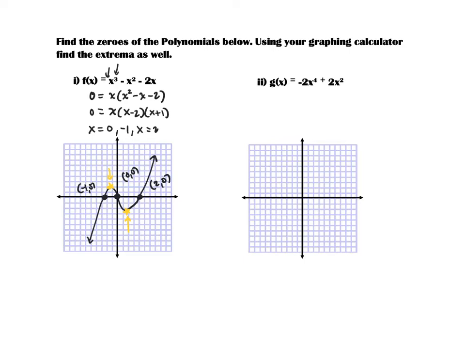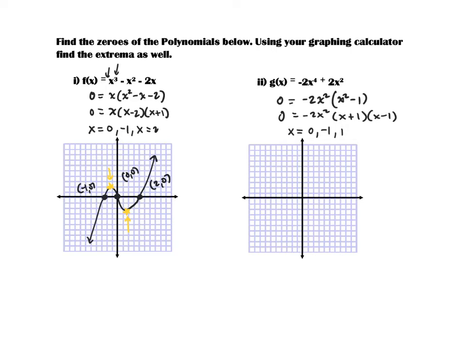Okay, let's look at g of x. Again, let's set this equal to 0. Let's factor out what we can. I'm going to take out a -2 and an x squared. What I have left is an x squared minus 1. So let's continue to factor this with a -2x squared. If I factor the difference of squares here, I'll be left with zeros at x equals 0, -1, and +1.